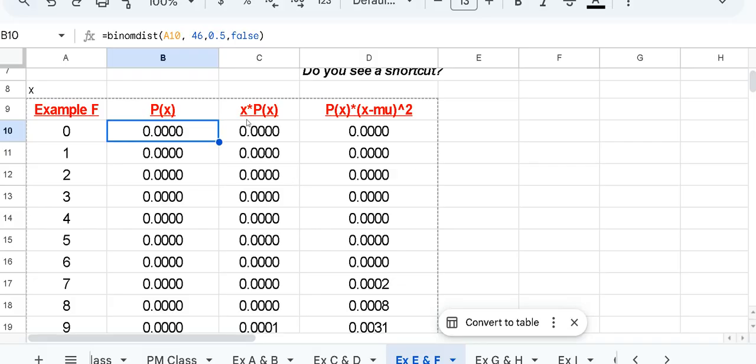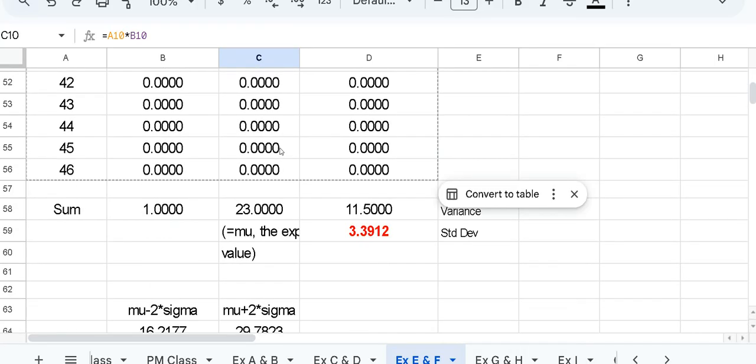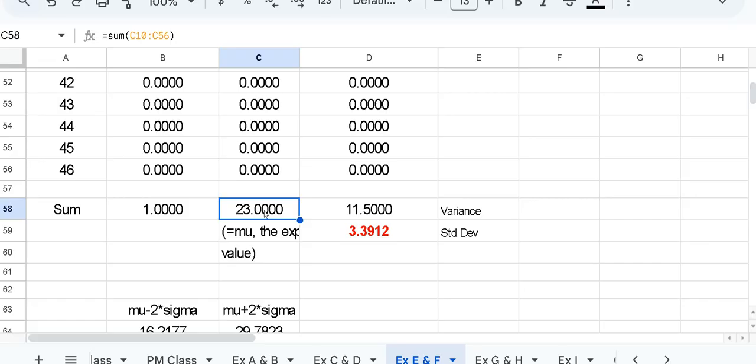Yeah. So we got to take this column, we've got to create it. It's going to be your x times p of x, which I have here. And then we're going to sum that up all the way down. And bam, we get 23. Now think about it a little bit. We had a 50% chance of success for our 46 trials. We end up with an average or a mean of 23. Does it feel like there could be a shortcut here in calculating this somehow? Divide by 2.